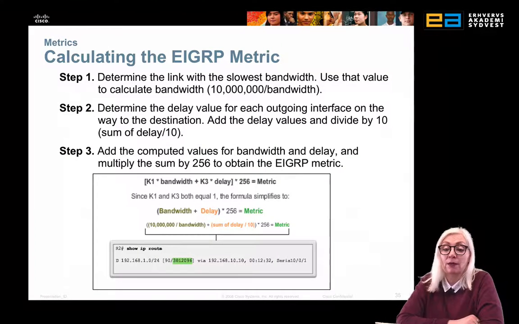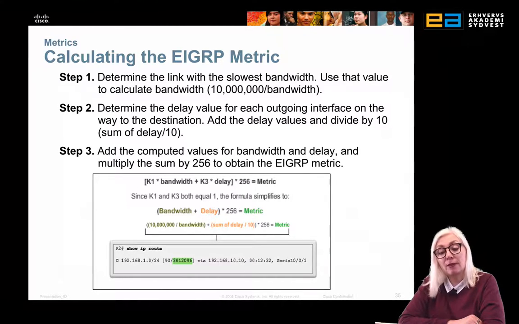So when it calculates the metric, it looks at the slowest bandwidth overall and takes that and takes 10 million and divides it by the bandwidth. Then it takes and adds the delay and divides it by 10. Then it multiplies the sum with 256. Then we get the metric.